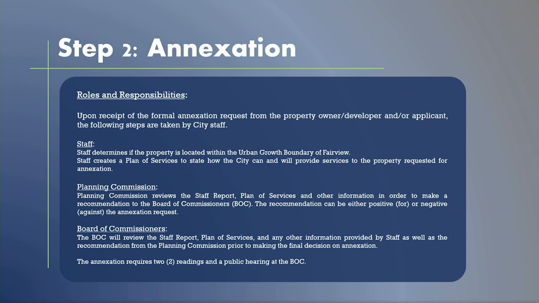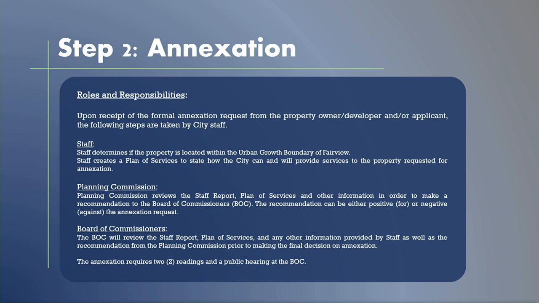Now, they're not required to come in with any type of plan for the annexation request. They don't have to provide you a concept plan or anything of that nature. Many times people do. They will give you an idea of what they want to do there. In those generalities, you'll at least kind of know what they want to do so you can have an idea of the type of development that's coming in.